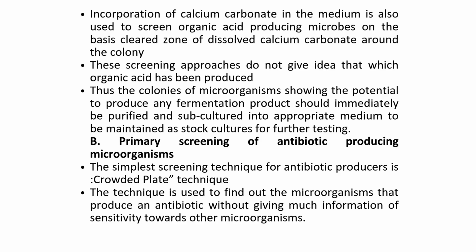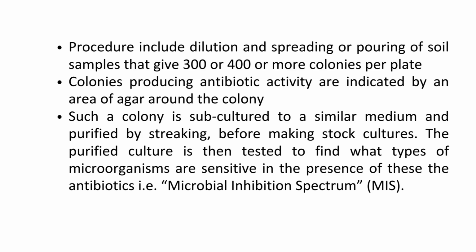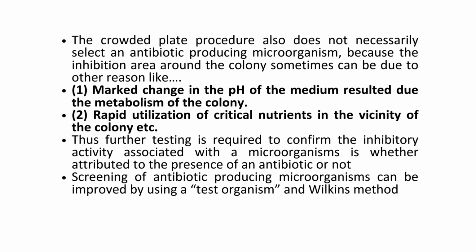For screening antibiotic producers, a simple technique is the crowded plate method. A soil sample is diluted and spread on a plate to get hundreds of colonies. Colonies producing antibiotics will show a zone of inhibition in the agar around them. This colony is then subcultured and purified. The purified culture is tested to find its microbial inhibition spectrum, or MIS, which shows what types of microbes are sensitive to it. But we must be cautious.